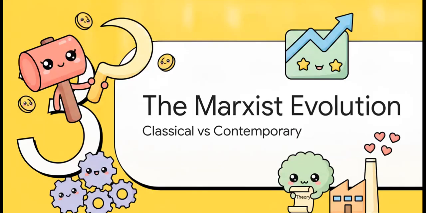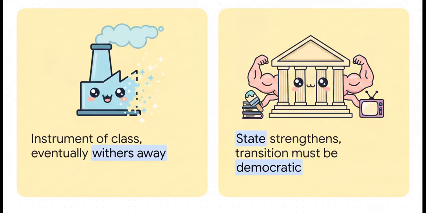Moving on to part three, the Marxist evolution. Now, the Marxist view is fascinating because it argues that the type of society actually determines the scope of the state. Classical Marxism sees the state simply as an instrument of class rule, a tool for the elite to maintain control. The idea was that following a revolution, the state would eventually wither away into a stateless, classless society.